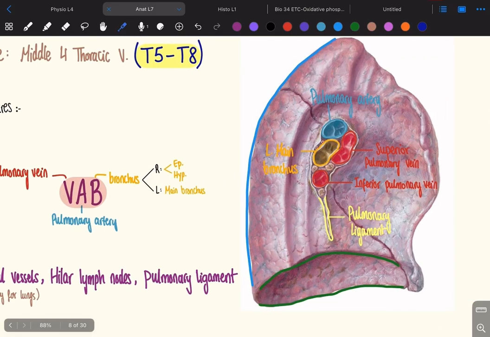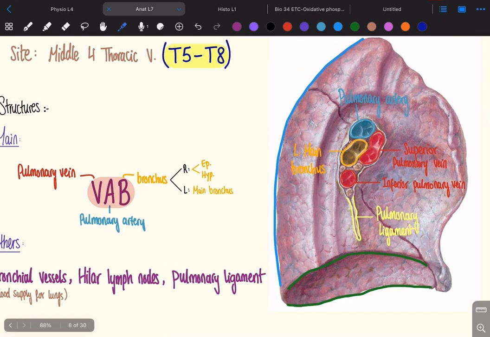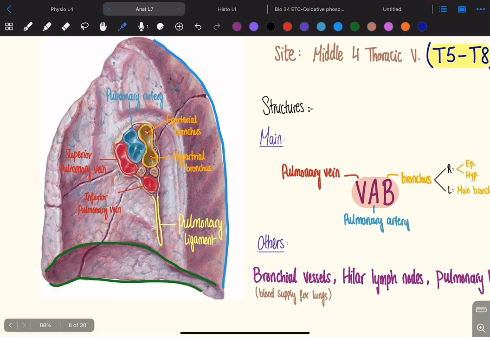On the left side we're going to see the main structures as well, which are VAB, we said. So V, A, B. We have the superior pulmonary vein, inferior pulmonary vein, and then the pulmonary artery. And then here we have one bronchus, but it's called the left main bronchus. So the left main bronchus is just one. On the left side we have one bronchus. On the right side we have two parts for the bronchus: eparterial bronchus and hyparterial bronchus.